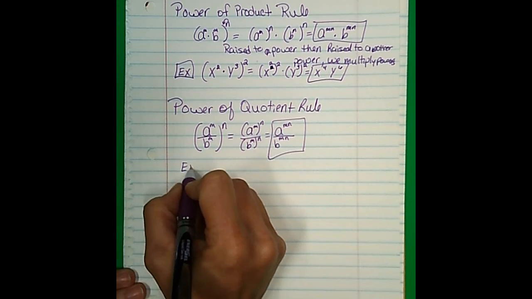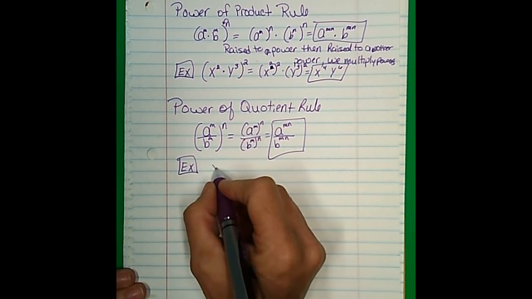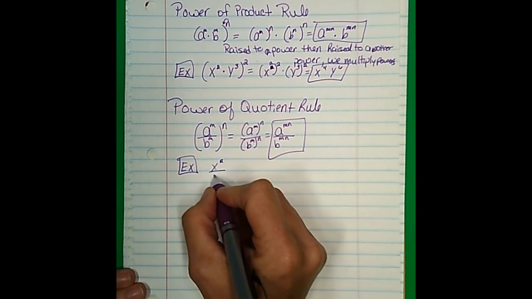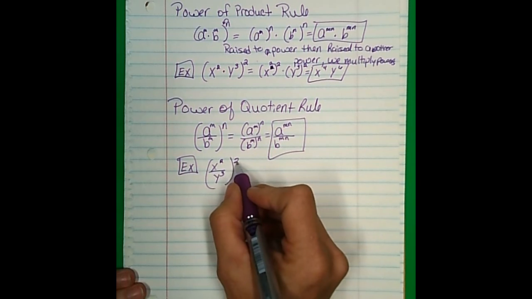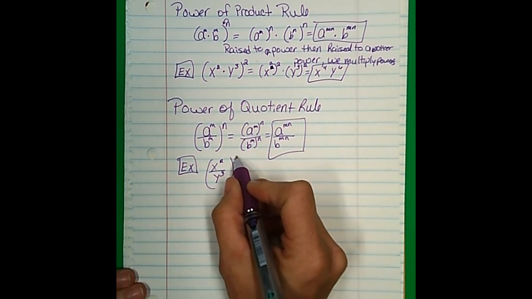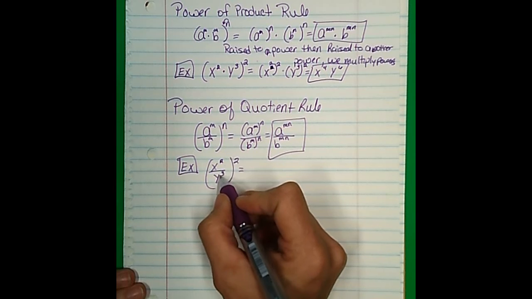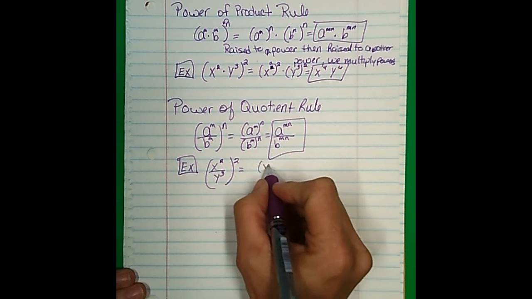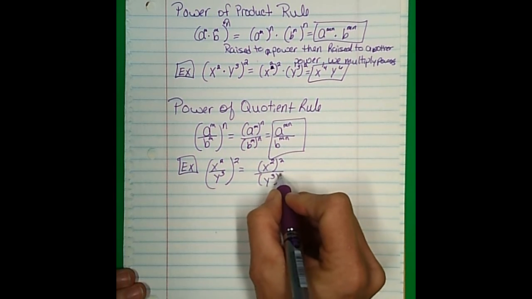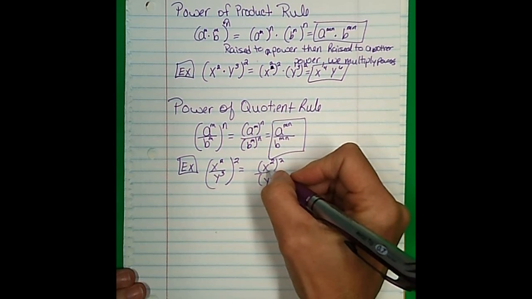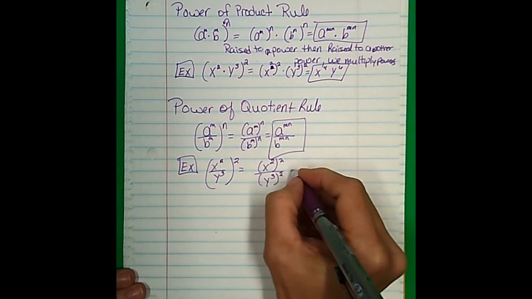So let's use an example of x squared over y cubed, and let's square the whole thing. So I see I got this parentheses, and outside of it is this power of 2, so that means everything in the parentheses gets raised to it. So let's go ahead and do that. And now that I see that what's in the parentheses got a power on it, plus what's outside the parentheses got a power on it.